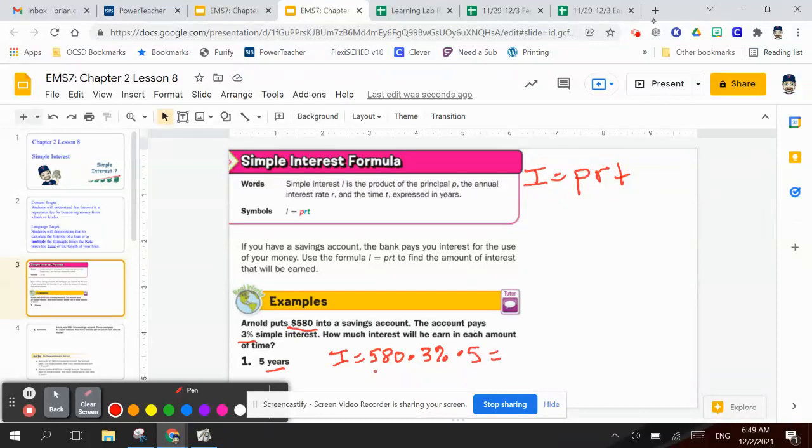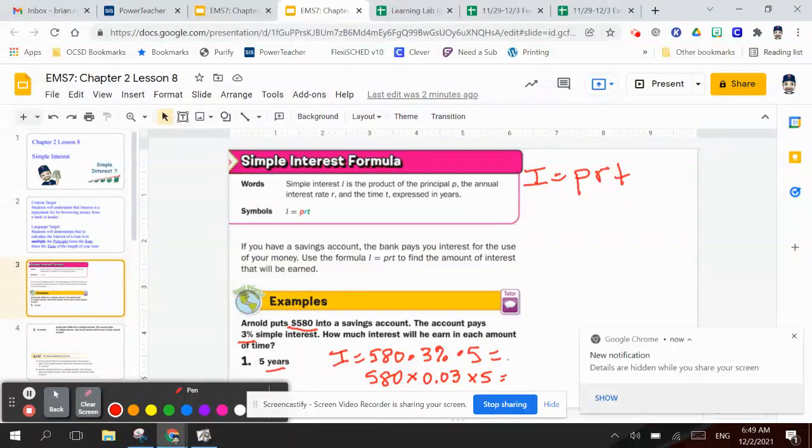So I would multiply 580 times 0.03, that's percent, times 5. So when I do that, I use my calculator. I type 580 times 0.03 times 5. And I get $87. So in 5 years, he would get $87.